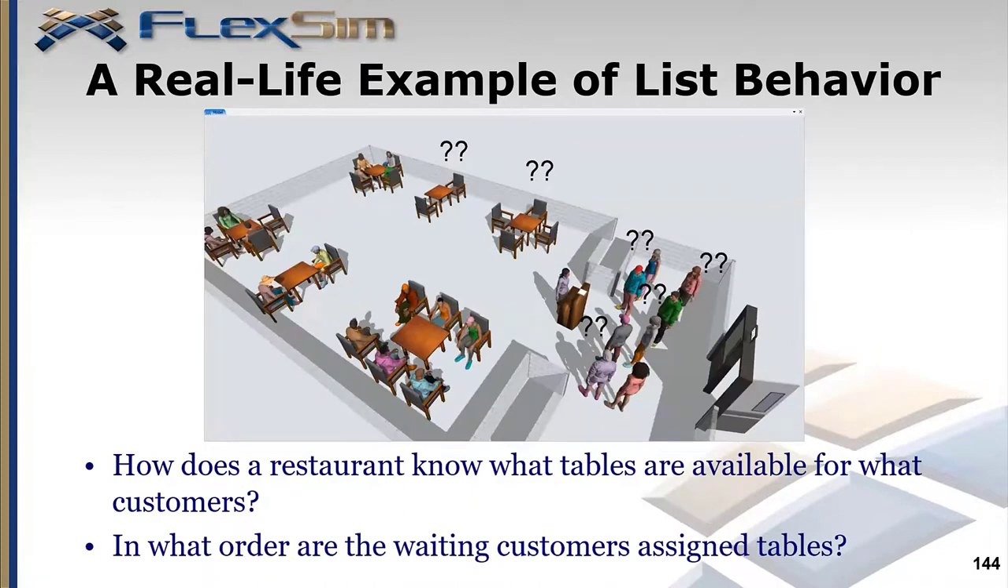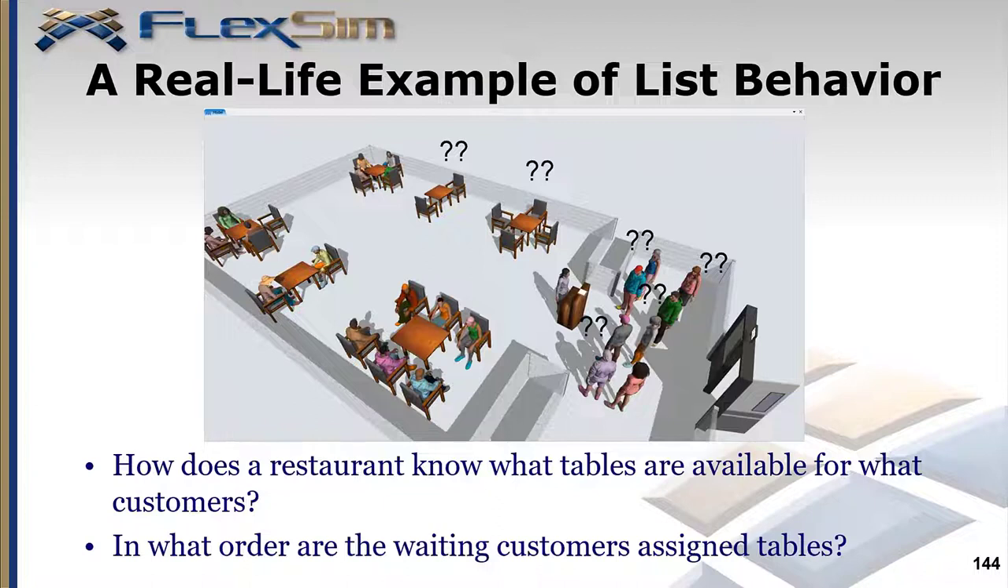So the best way to think about how the list works is to talk about it in the context of something that we've all pretty much had experience with, that is a pretty good demonstration of the type of list behavior that we're talking about with the FlexSim list. So we're going to talk about it within the context of a restaurant, because this is something that we've all kind of seen a version of, where you go to a restaurant and there are tables essentially that want customers and customers that want tables. And so that's your two sets of participants.